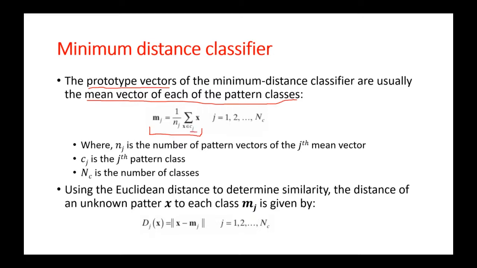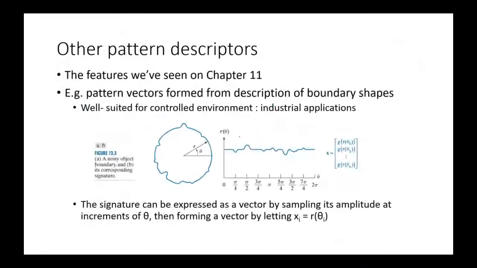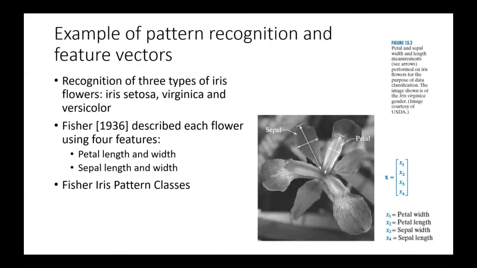If I have J classes, such as the iris setosa, where is the iris setosa? Here. How many classes? I have basically three, and the features are the petal length, petal width, sepal length, and sepal width. I'm going to get as feature vectors the mean value for petal length of each one of these: iris setosa, virginica, and versicolor, and also the width, and also the same thing for the sepal.